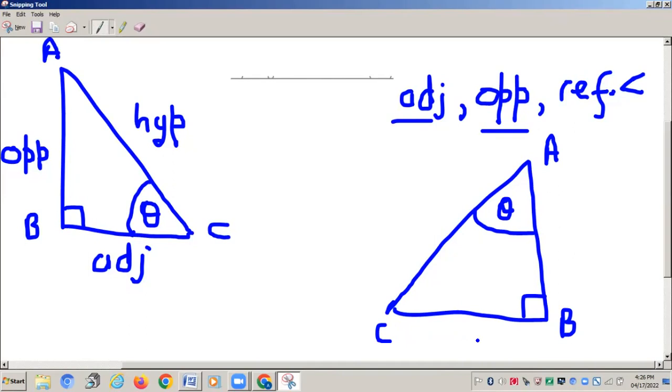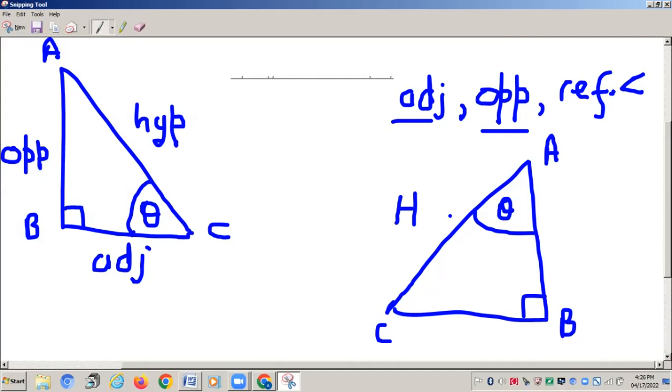All right, who wants to volunteer and tell us which side is the hypotenuse? Sir, A and C. AC. Thank you. Very good. Don't say A and C, just say AC here. AC is the hypotenuse.